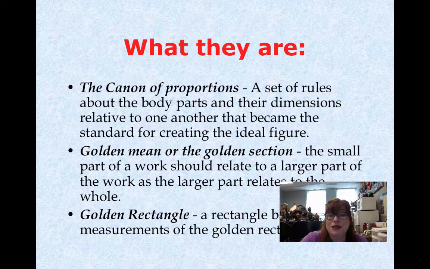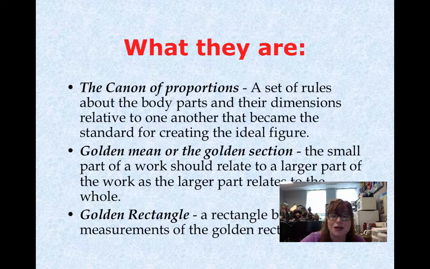So the golden mean or the golden section refers to the small part of a work relating to a larger part of the work as the larger part relates to the whole. So the small part of the work relates to a larger part of the work, and then as the larger part relates to the whole.